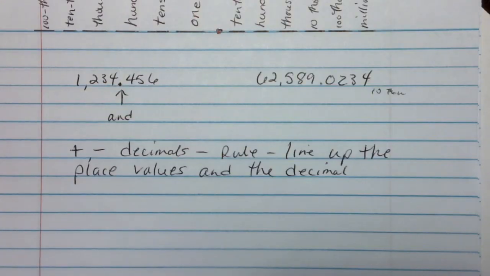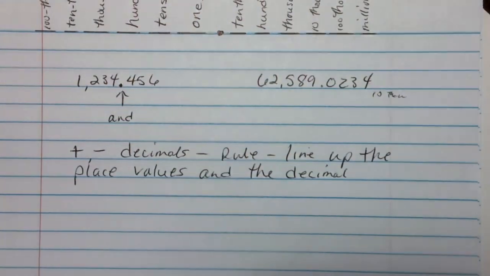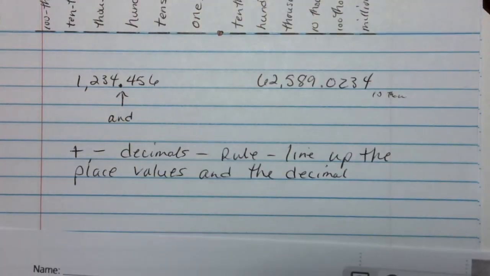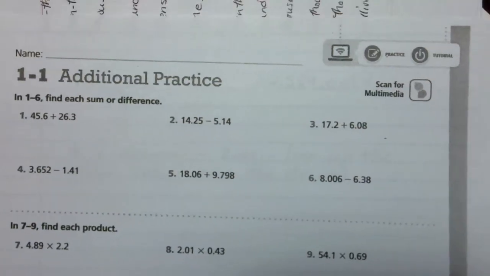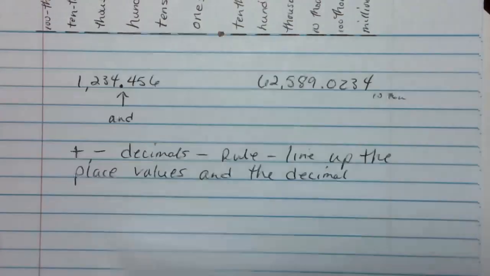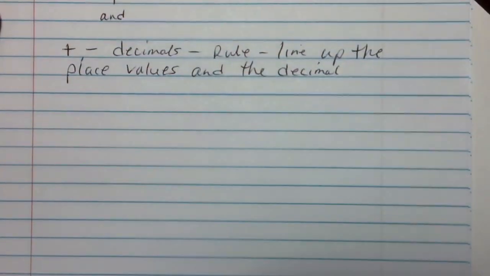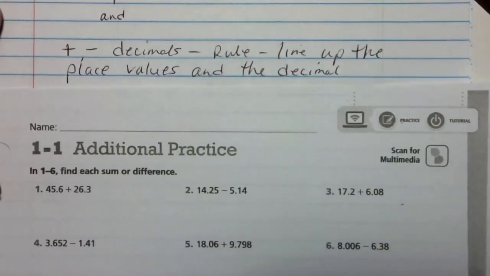Now, you have a handout in front of you. That handout should look like 1.1. And here's problem 1. So we're going to get our handout after you get that written in your notes. Don't let me go too fast. Rule for adding and subtracting decimals: line up the place values and the decimal. Okay? Now we're going to go to right here, problem number 1.